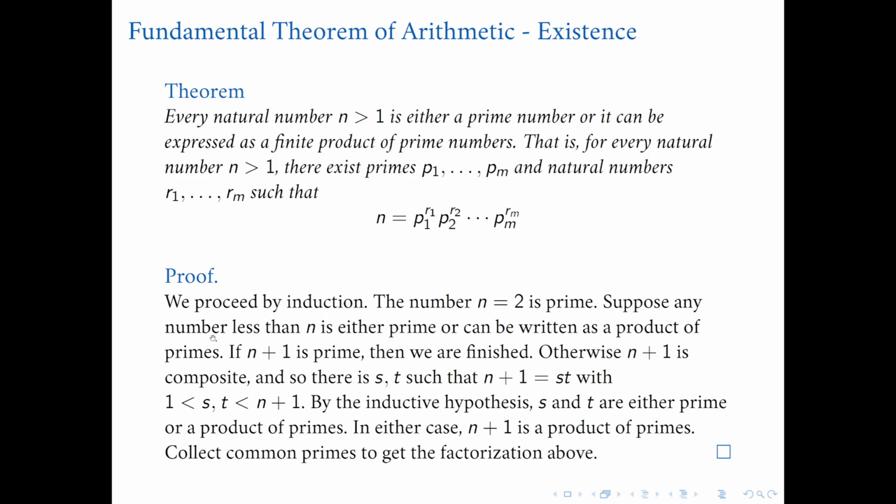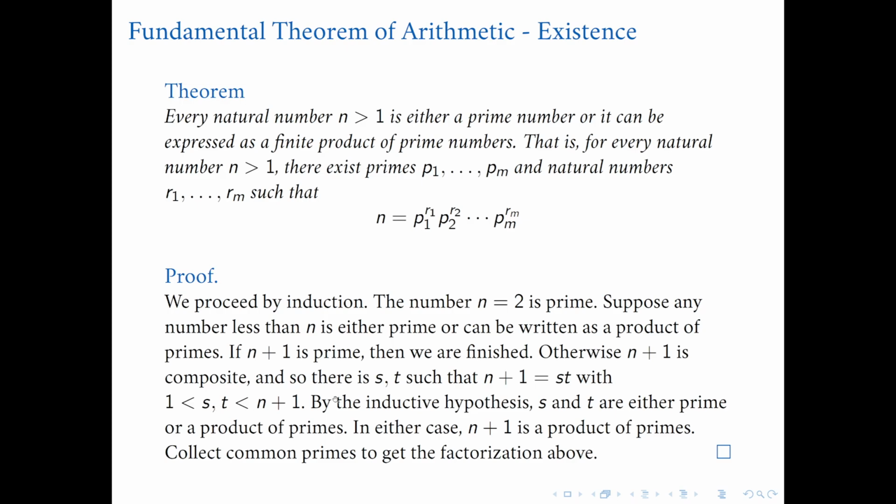Now what we're going to do is show that any number less than or equal to n is either prime or can be written as a product of primes. Okay, so that's our strong inductive hypothesis. And then we're going to go to the next natural number, which is n plus 1. If n plus 1 is prime, then we're good. n plus 1 is equal to just n plus 1, and that's its prime factorization. Otherwise, it's composite. So if it's composite, there are some s and t that are bigger than 1 and less than n plus 1, such that n plus 1 is s times t.